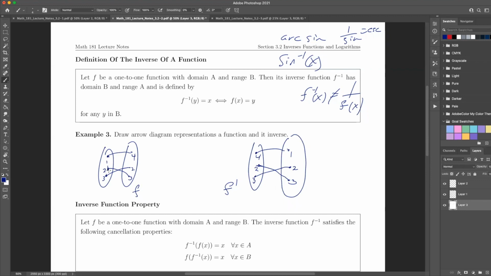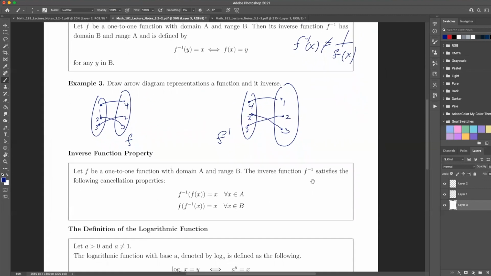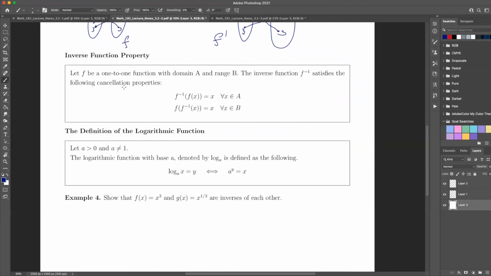In this case, 2 went to 3, so 3 goes to 2, and 3 went to 2, so 2 goes to 3. The inverse property says that if this is a one-to-one function, the inverse satisfies what they call cancellation properties. If I take the inverse of f of x, I get x for all x in A, and if I took f inverse of x and then applied the function to it, I get x back. And so this does that.